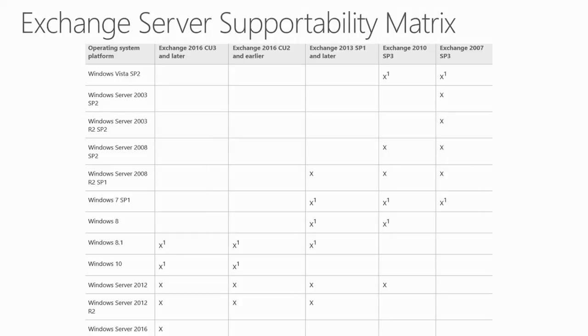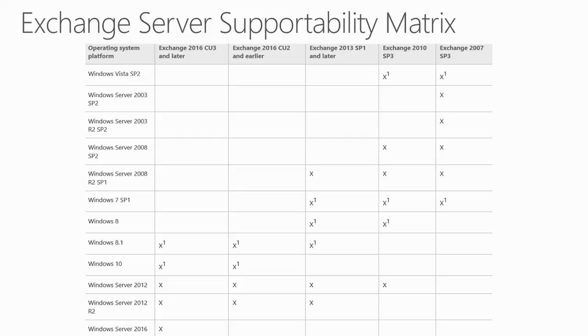I know it's sort of bleached out where you can't see the lines, but again, when you get the slides, there's lines in a table format for you. So this tells you what operating systems are supported with what version of Exchange, and then everywhere you see that little 1 in superscript, that means it's a management tools only installation that's supported. Can't deploy the server, but you can put the management tools on there.